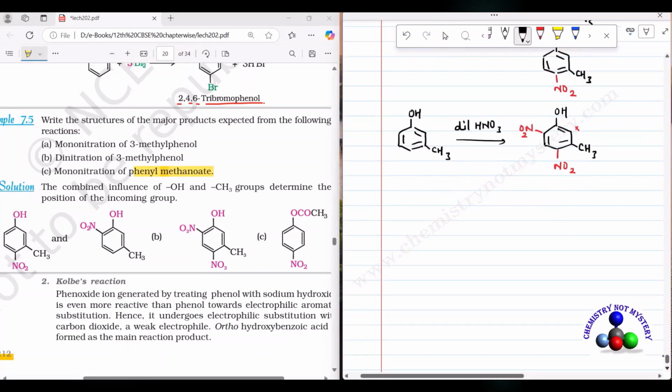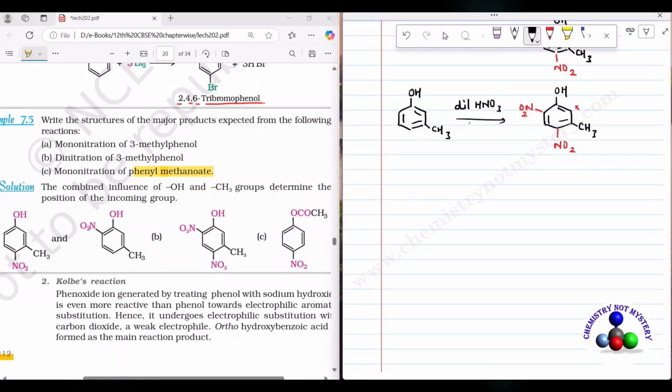First of all, draw the structure of phenyl methanoate. So let's revise the naming of ester. This is R, O, C double bond O, R. So this part of the molecule is named as alkyl and the rest of the part will be named as alkanoate. So here the name is given phenyl methanoate. So this is phenyl part and this is methanoate. The name is methanoate, means it contains just one carbon.